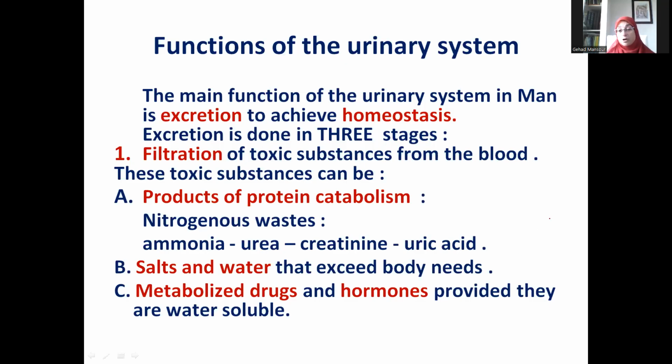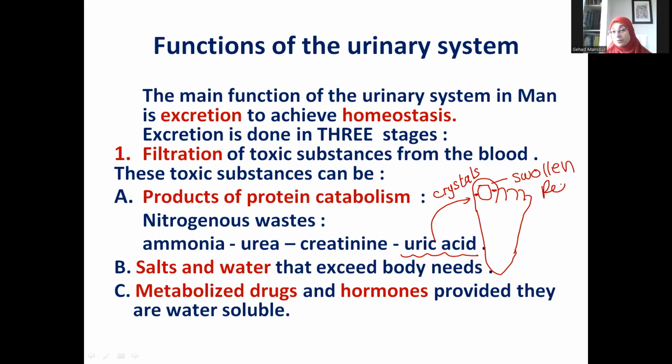It's worth mentioning that one of these waste products of metabolism, which is uric acid, causes a famous disease that affects the big toe in the foot, and there is a joint here, and when uric acid crystals precipitate here, when you have excess of uric acid because you eat a lot of proteins, these crystals will cause inflammation of the big toe, which will be swollen, which will be red, which will be extremely painful. And this is a famous disease that is called gout.